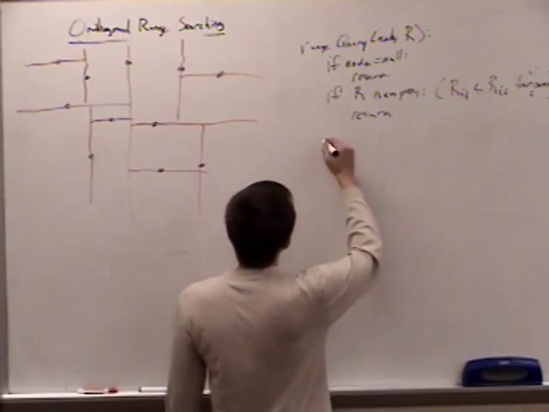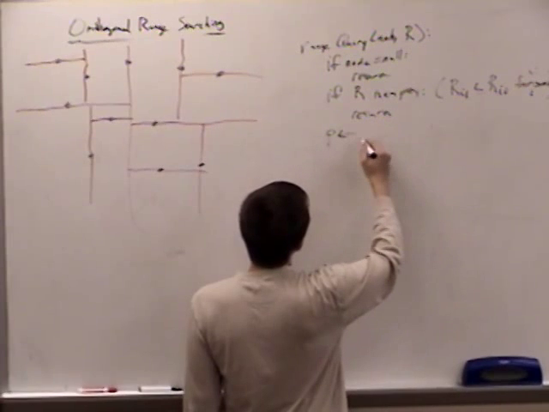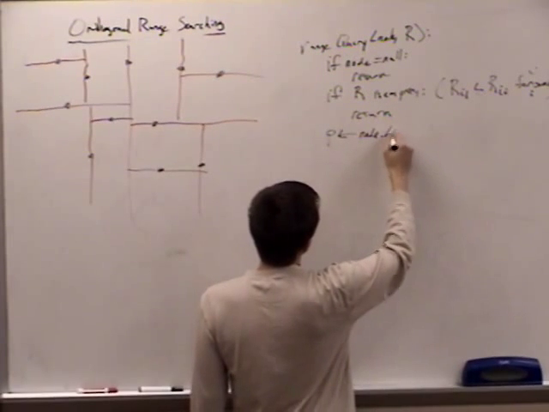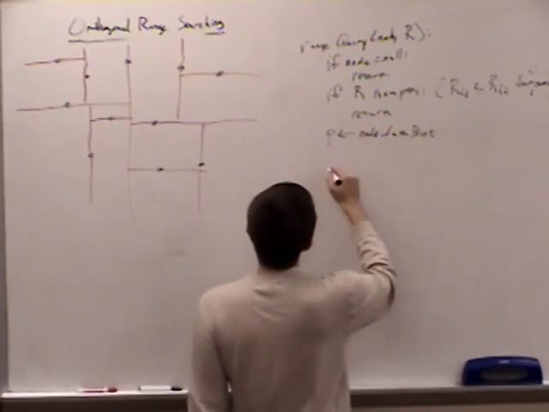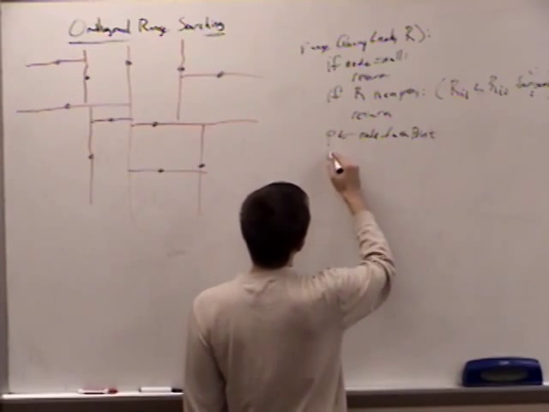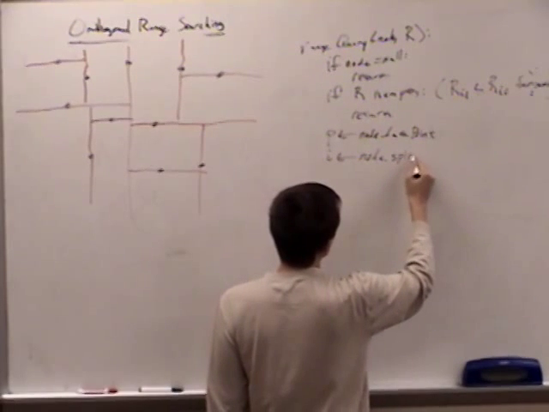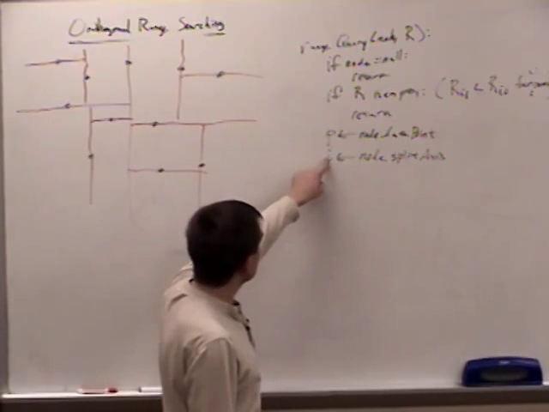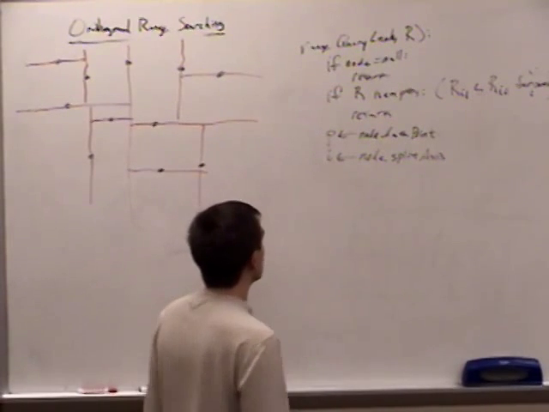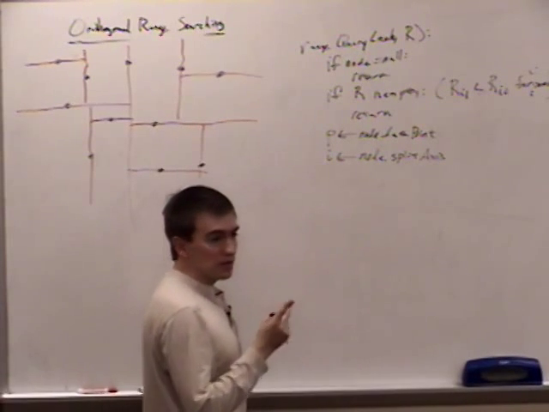All right. So now we'll just let P be equal to the node dot data point, and let i equal node dot split axis, right? So we'll extract the split axis and then the data point for this particular node. So there's three cases that we have to consider, right?